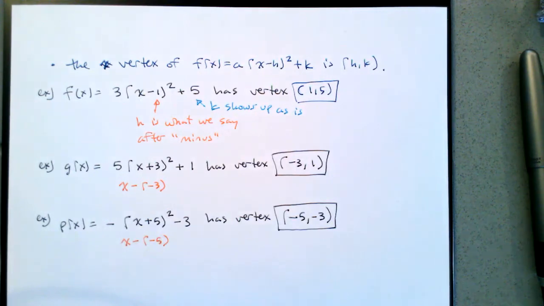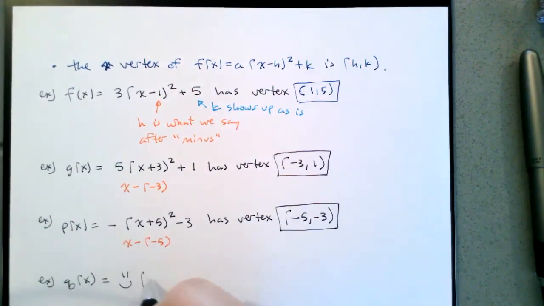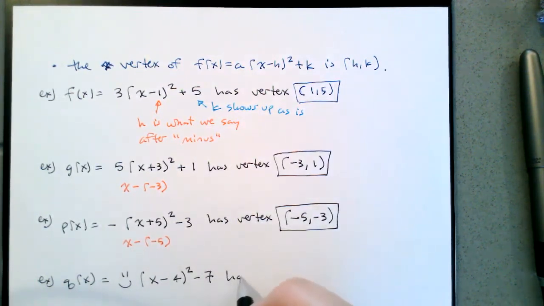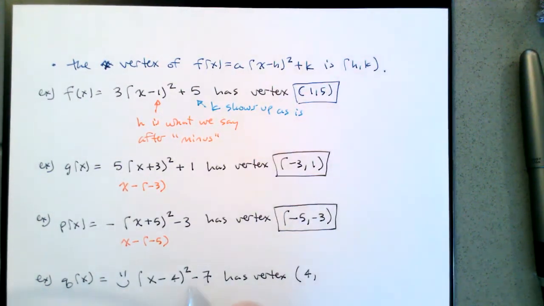Notice that when we're determining the vertex, we're ignoring a in all cases. Note that we never care what a is. So for example, if I have some other quadratic function of smiley face times x minus 4 squared -7, then the vertex: what we say after minus is 4, so the x-coordinate is 4, and k shows up as is.